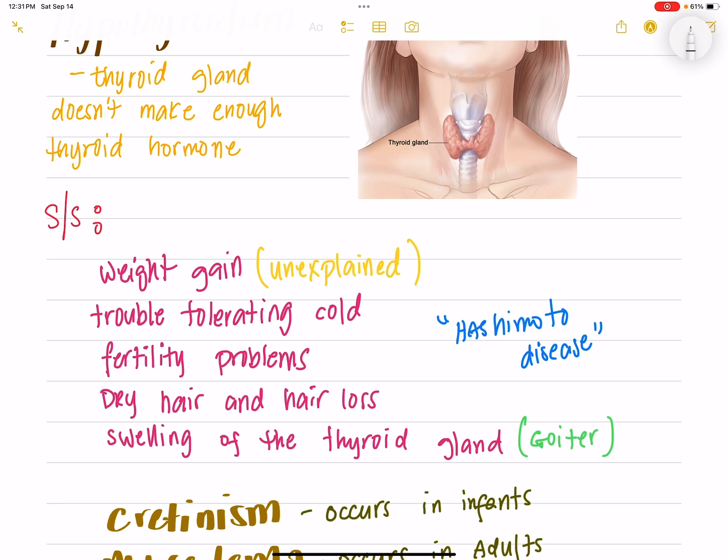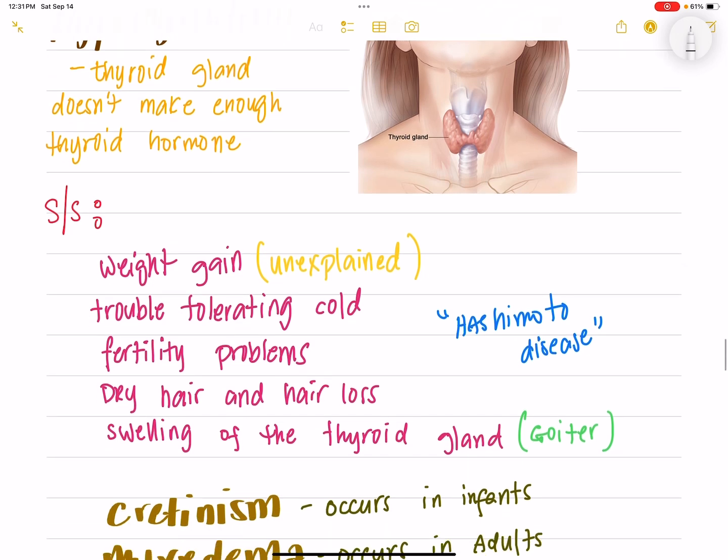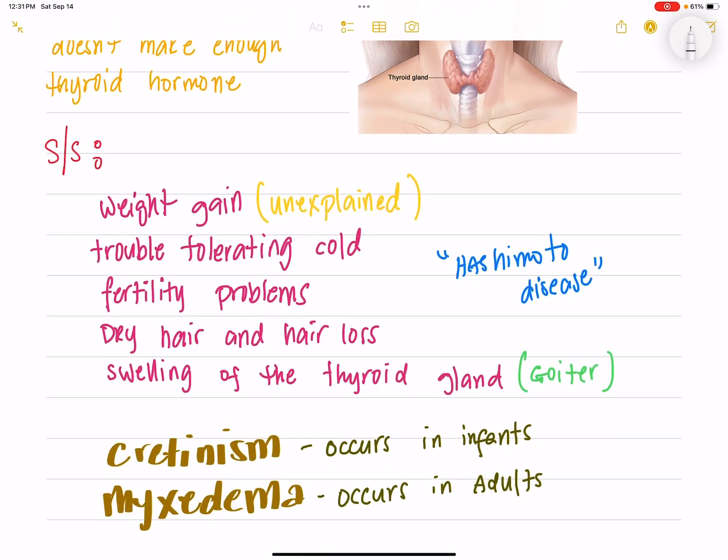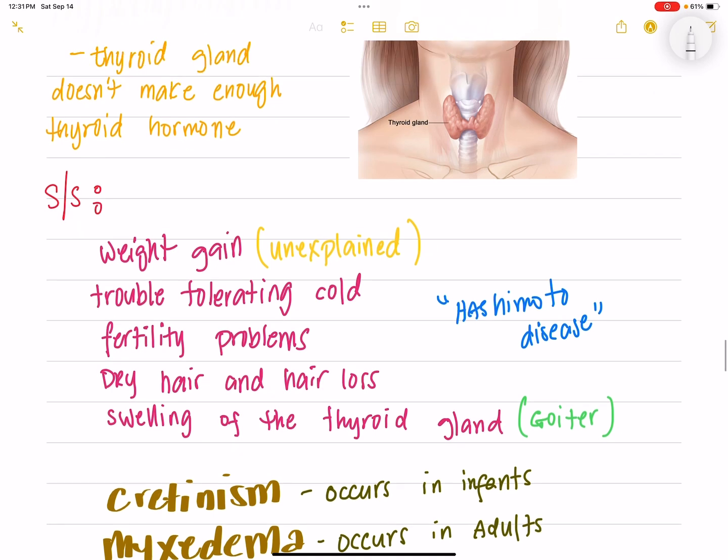So, fertility problems. Persons with hypothyroidism may have fertility problems. Also dry hair and hair loss, and swelling of the thyroid gland, or the goiter. So, with a goiter, the thyroid gland has enlarged, so it swells up. So, it can be removed. There are operations, surgery, to remove the goiter.